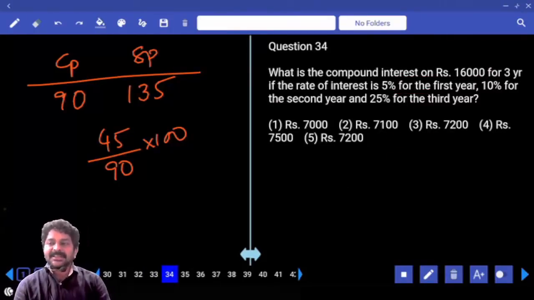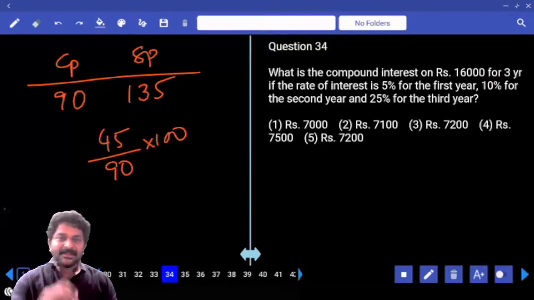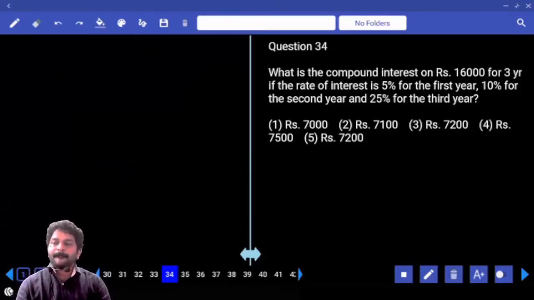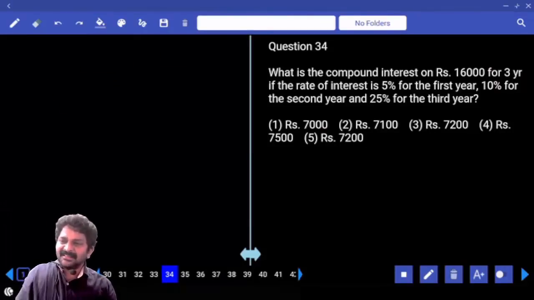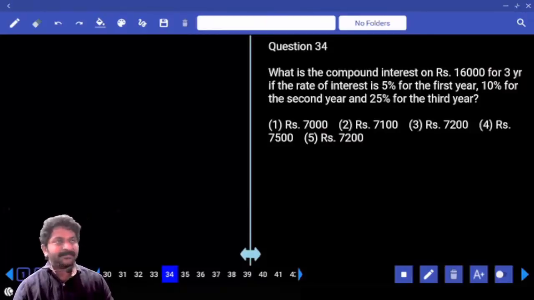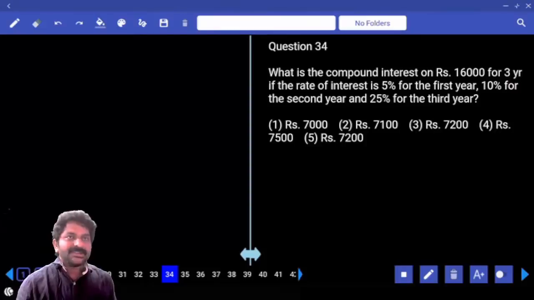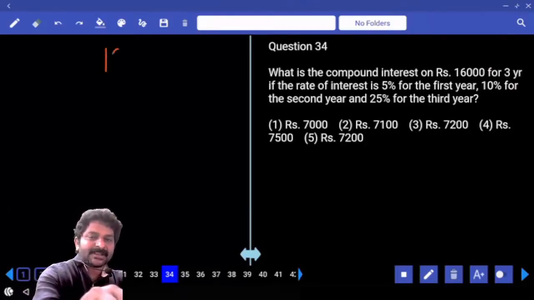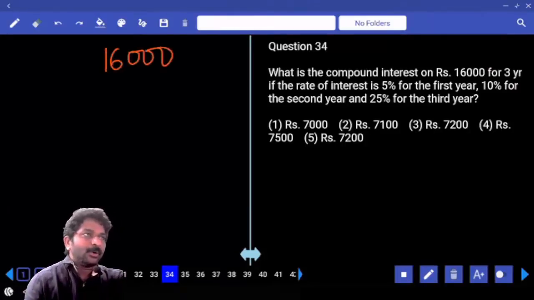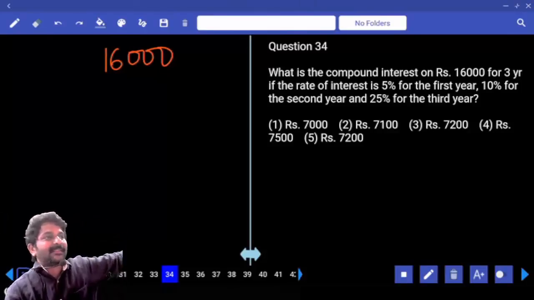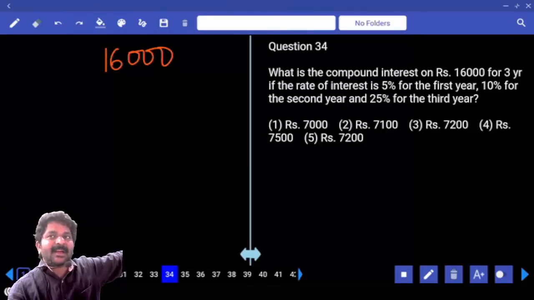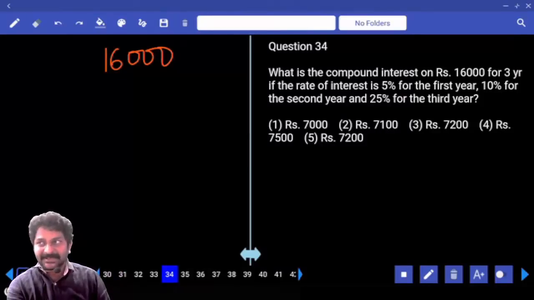Next, what is the compound interest on 16,000 for 3 years if the rate of interest is 5% for the first year, 10% for the second year and 25% for the third year? So basically, compound interest takes time. If you use the formula it takes time, but I don't recommend the formula for compound interest. Use the addition method. Write your principal first. How much is your principal? Do remember, compound interest is calculated on the numbers we see there. Whatever numbers you see there, on those numbers you'll have to calculate percentage.